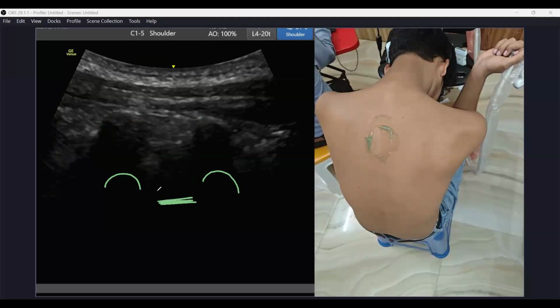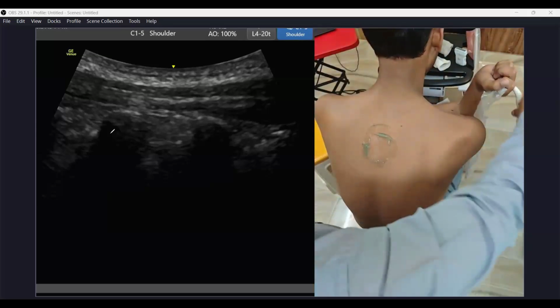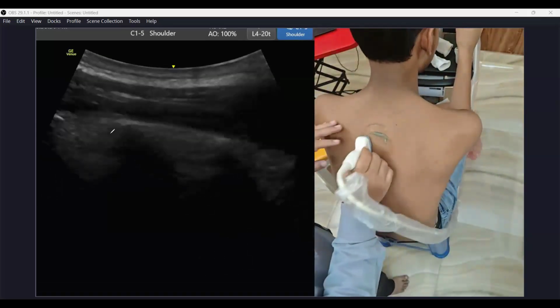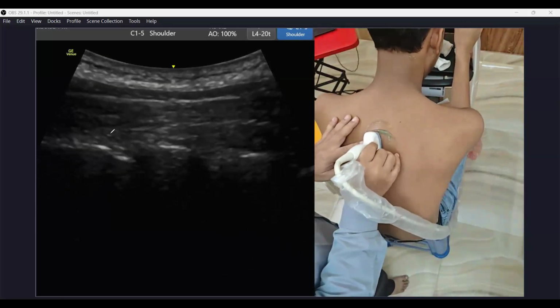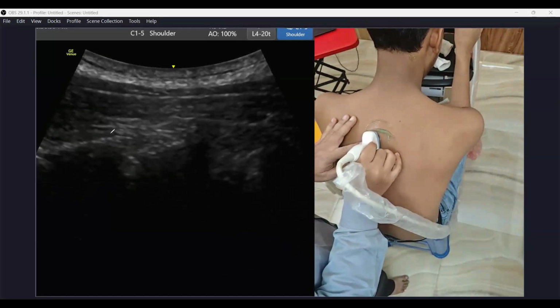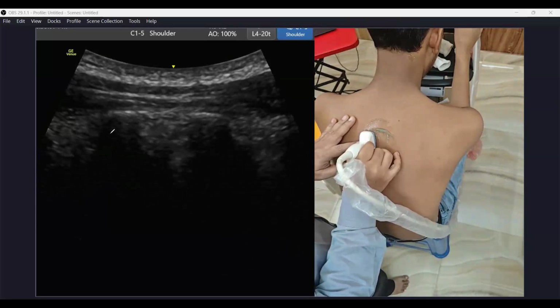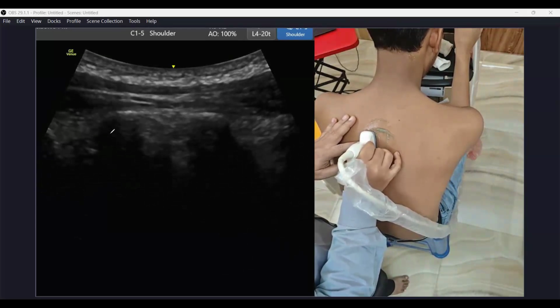Okay, so try to perceive the change of the surface line from a straight line to a round type of surface. Okay. So this much we have already seen. So this is facet joint. Now this is the straight line of the transverse process. This is the straight line of the transverse process because there is no pleura.